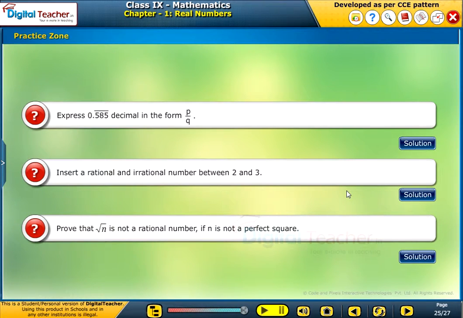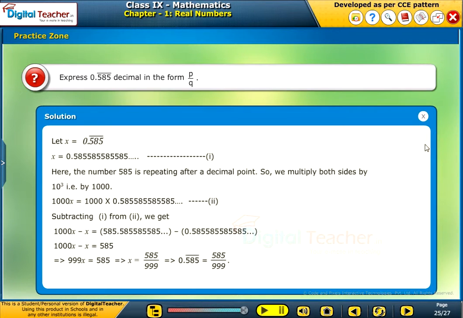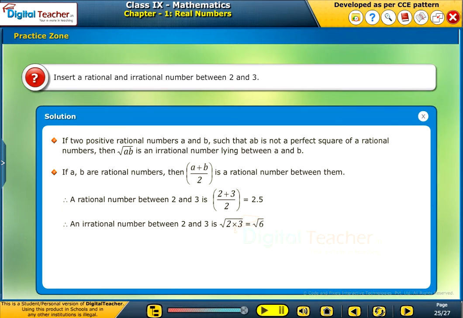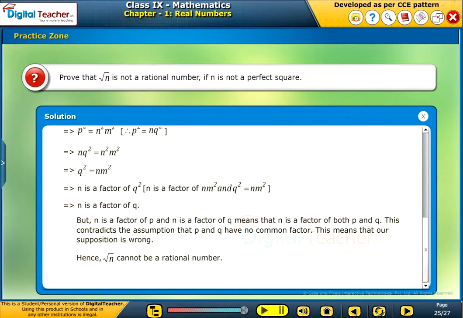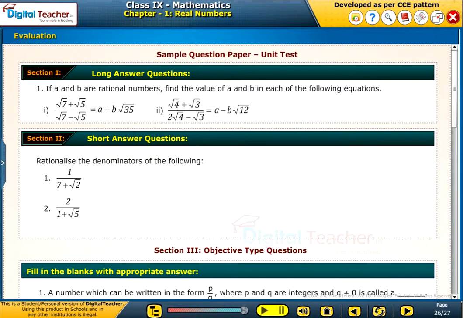Try to solve the problems in the practice zone on your own. You can click solution for your reference. Test your understanding of the chapter by taking the mock unit test.